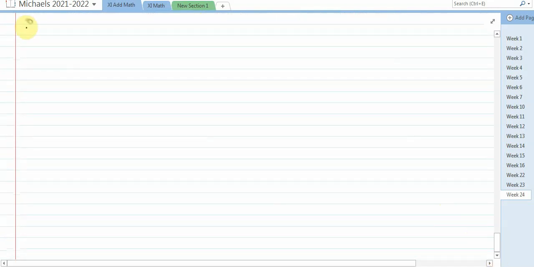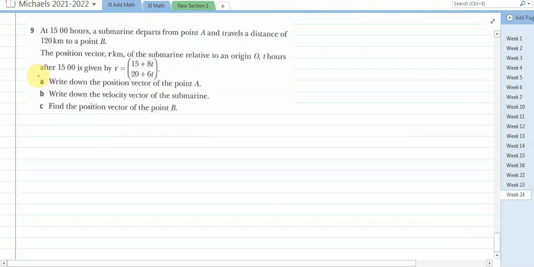Next question number 9. At 15 hours, a submarine departs from point A and travels a distance of 120 km to a point B. The position vector R of the submarine with respect to an origin, T hours after 15, is given by this. Write down the position vector of the point A. Alright. So firstly, it says that at 15 hours, a submarine departs from point A and travels a distance of 120 km to a point B.